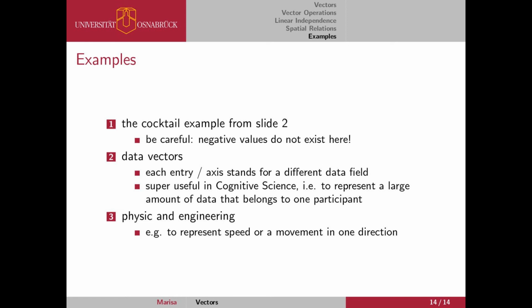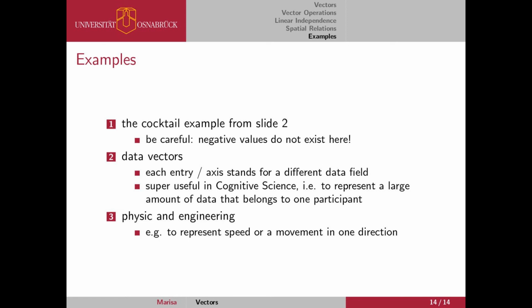But be careful, because in this example here, negative values do not exist, because you cannot simply use a negative amount, for example, of orange juice inside your cocktail. So you can only use positive numbers, or maybe also the 0, but negative values do not exist in this case. The second example that is quite useful is data vectors.